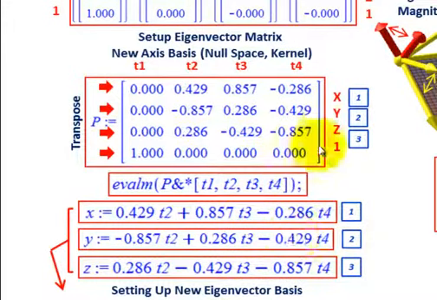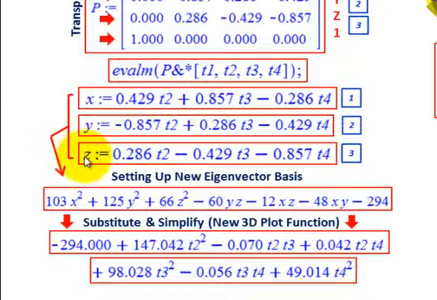And same for Z. Let's just go through it. Z here is equal to 0.286 times T2, minus 0.429 times T3, and then minus 0.857 times T4. So you guys see what's going on. We're just matching up our variables across the top, T1 through T4, with our X, Y, and Z axes here. Okay, so now we have our X, Y, and Z defined in terms of our eigenvectors, T1 through T4.